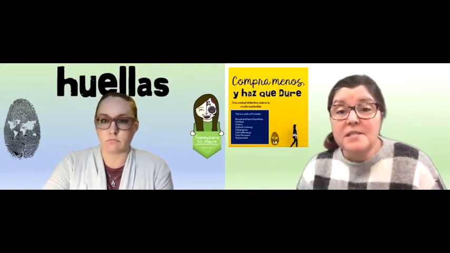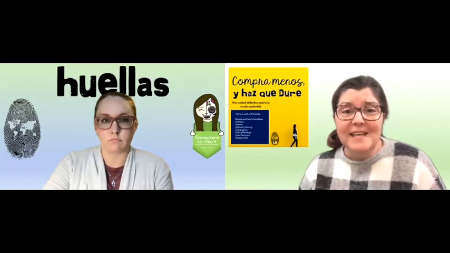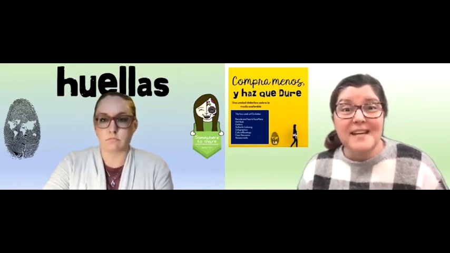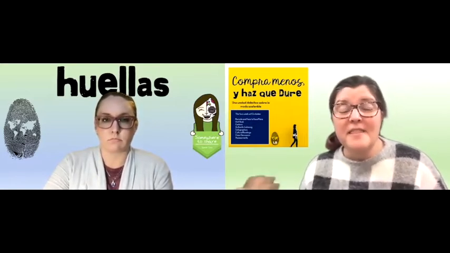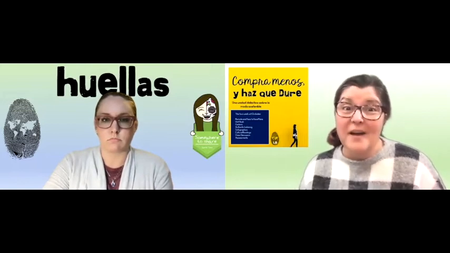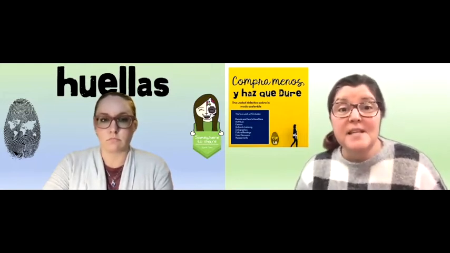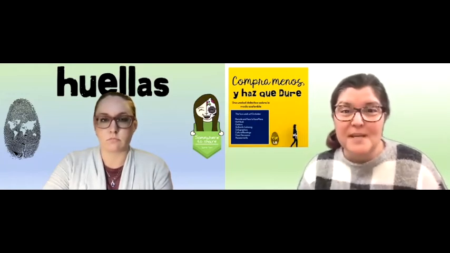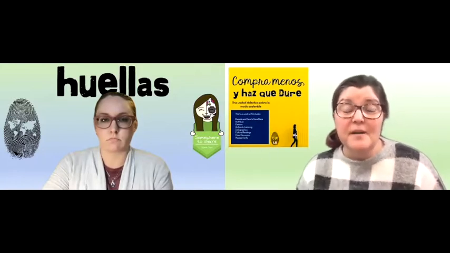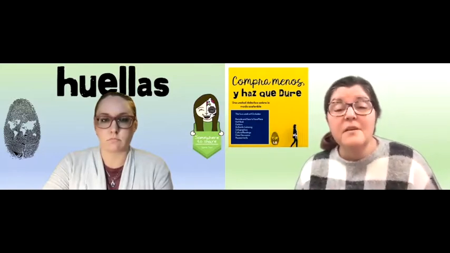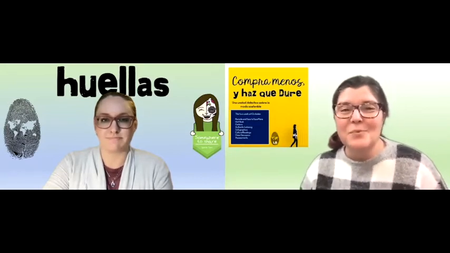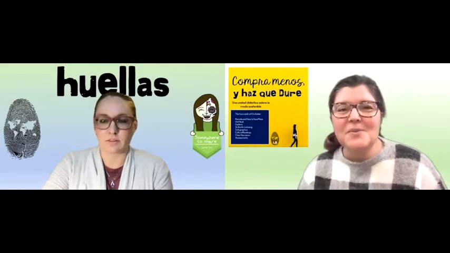And so I wrote this unit, Compra Menos y Haz que Dure, just about sustainable fashion and what it looks like to have fast fashion companies that are more concerned with turning a profit than how they treat their employees or how they treat the environment, versus companies that are producing sustainable clothing and ways to be sustainable, even just like shopping secondhand. So this is a separate unit. Huellas 1 is a bundle. This is the first unit of what I hope will be bundle B of Huellas 1. But for now, it's just kind of a standalone that can be used at the end.